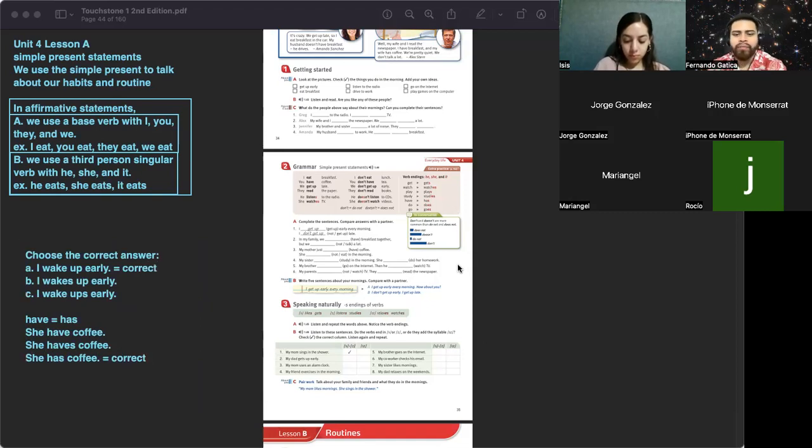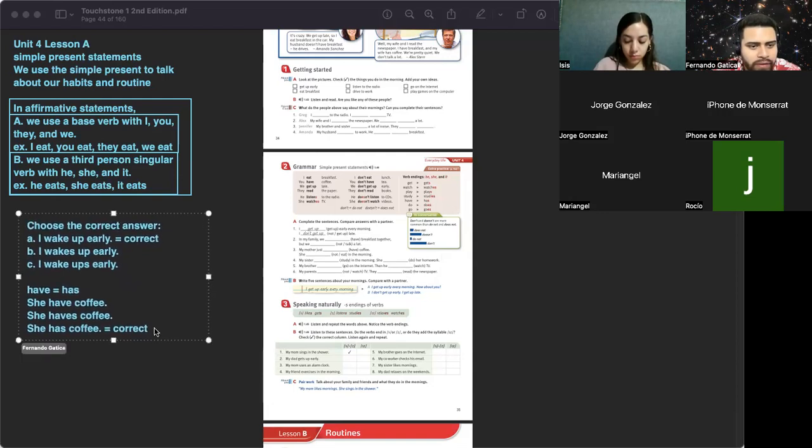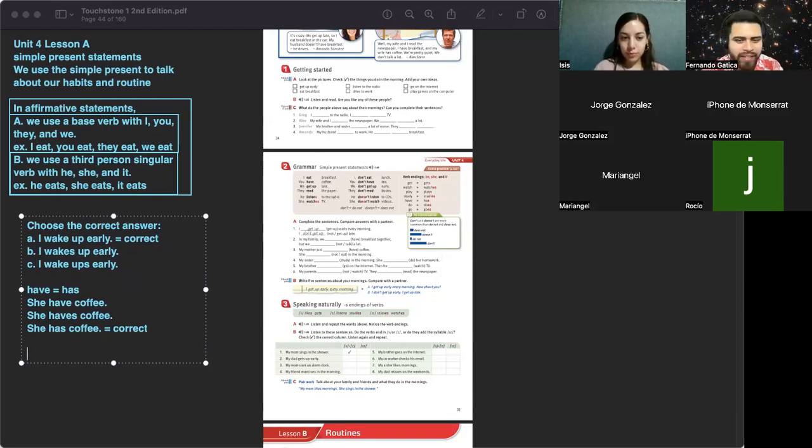Y esa es una regla muy difícil para varias personas. Es que en verdad no tiene sentido agregarle S. Podríamos vivir sin la S. Podríamos decir she have, pero no sé por qué le decidieron poner una S las personas que hablan inglés. But it's okay. Now look, next one.